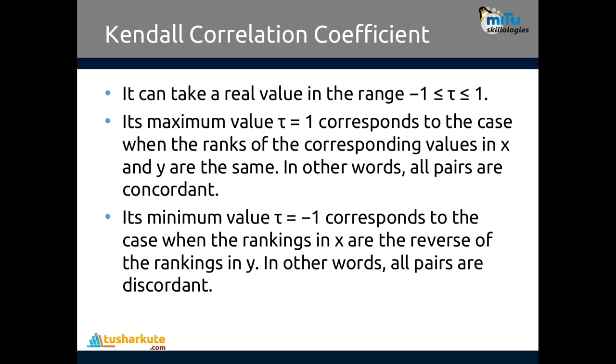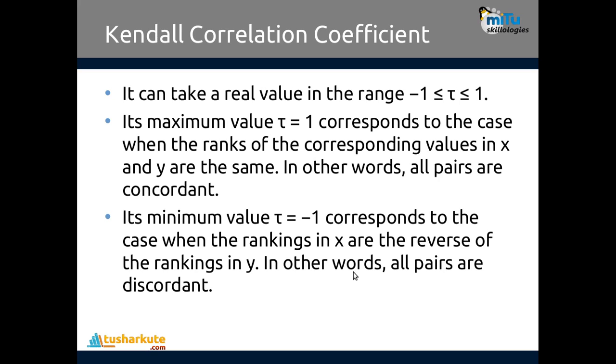It can take a real value ranging again from -1 to +1, and the maximum value is 1, which corresponds to the case where the ranks of corresponding values in x and y are the same. In other words, all pairs are concordant. Getting this? All pairs are concordant. In that case, we have tau equal to 1, and the minimum, tau equal to -1, corresponds to the case where the ranking of x is the reverse of the ranking in y. In other words, all the pairs are discordant. That is Kendall's concept.